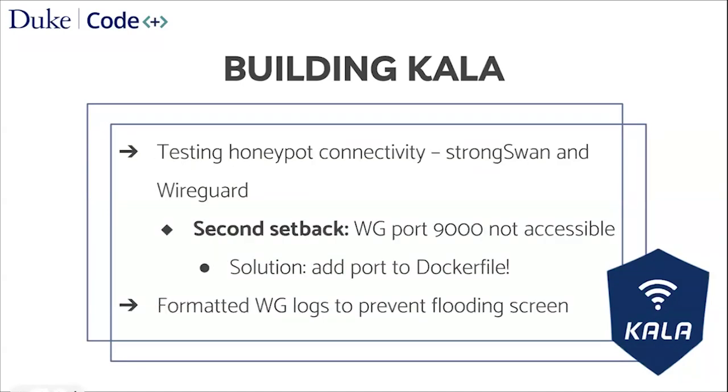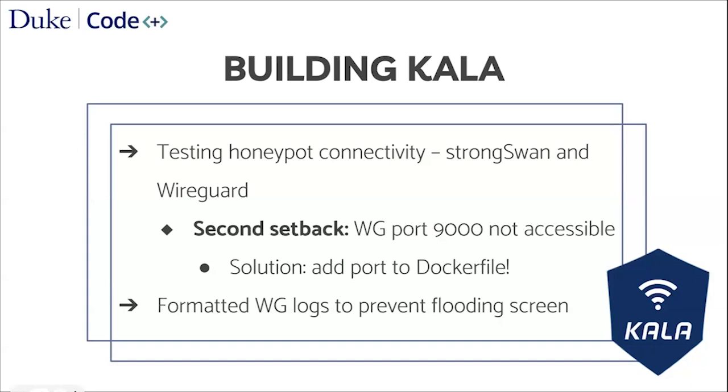As we tested our honeypot connectivity, the second thing that we had to do, once we had everything built and working, was to make sure that we tested honeypot connectivity. We used two VPN clients, StrongSwan and WireGuard. We used StrongSwan to connect using the Internet Key Exchange version 1 and version 2 protocols, and then we used WireGuard to connect using the WireGuard protocol.